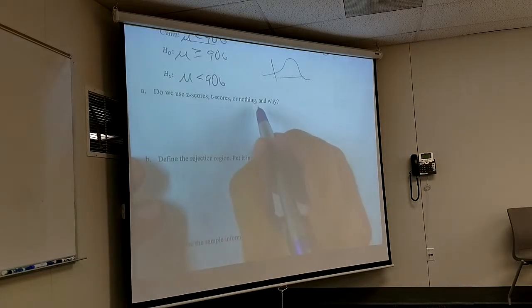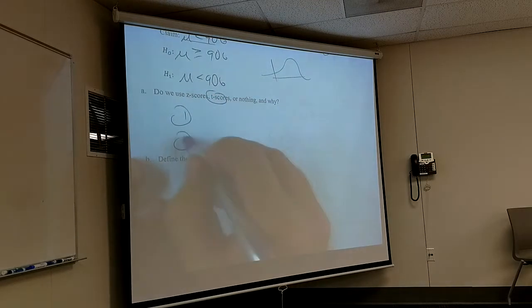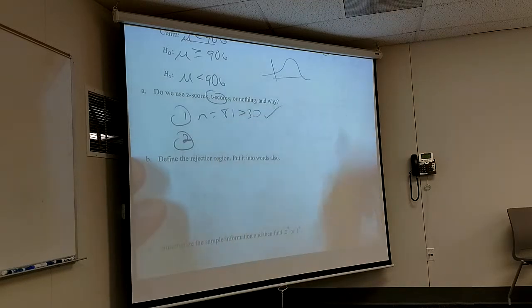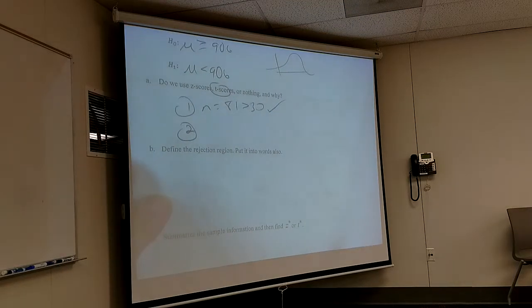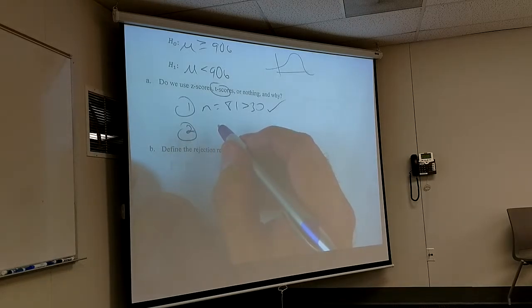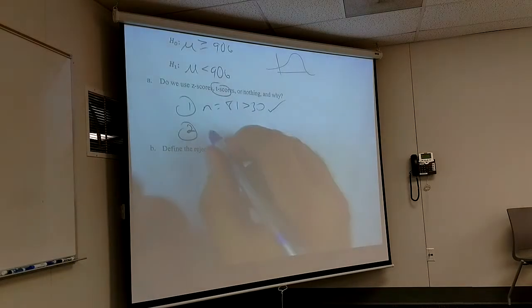Z or T or nothing? T, two things. Sample is 81. Sample is 81, greater than 30, check. And then what tells me T instead of Z? Degrees of freedom. Oh, I'm going to need degrees of freedom, but why? What tells me T instead of Z? Good. The only standard deviation I know is S.